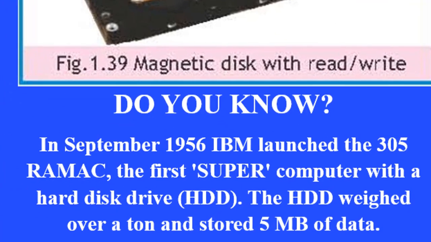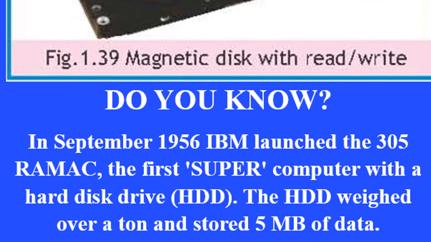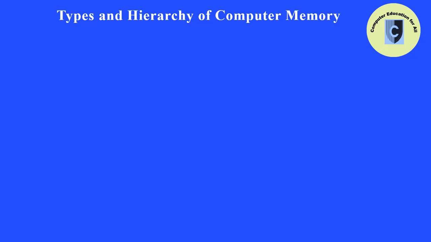Do you know? In September 1956, IBM launched the 305 RAMAC, the first computer with a hard disk drive, HDD. The HDD weighed over a ton and stored 5 MB of data.